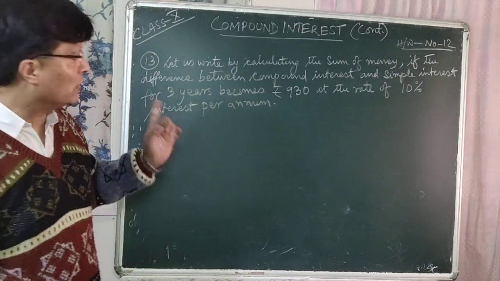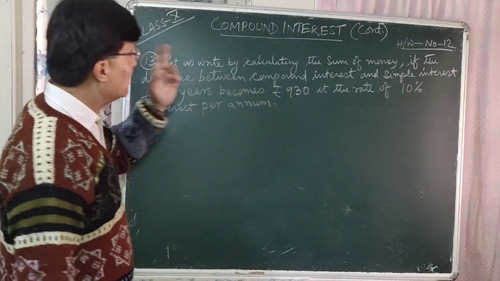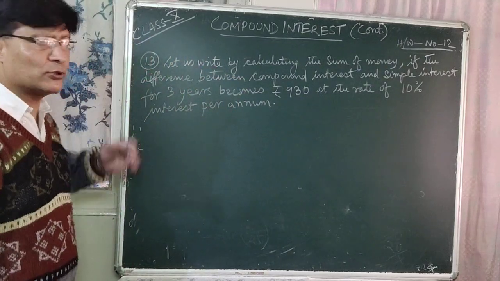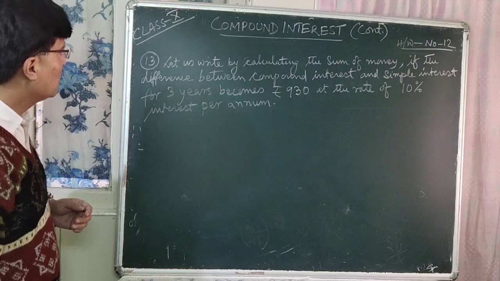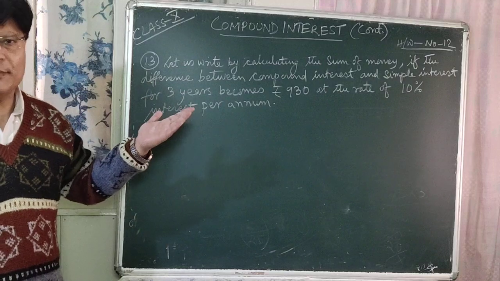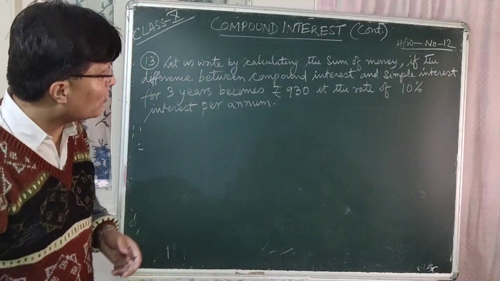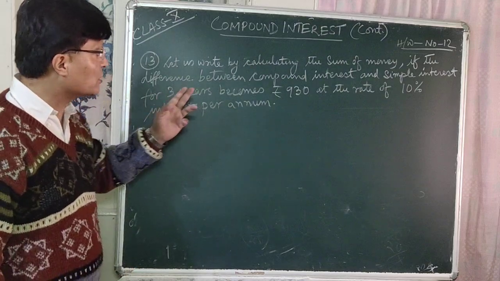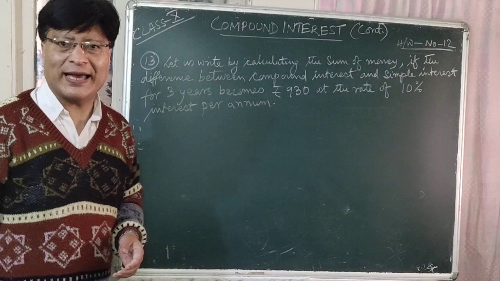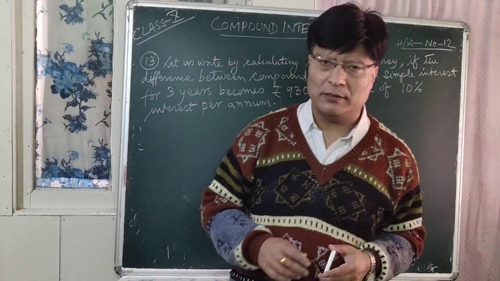So in this case question number 12 is homework. Now I'll do question number 13, and 12 and 13 are of a similar type. So let's do question number 13. Let us calculate the sum of money. You have to find out the sum of money, which means the principal. If the difference between the compound interest and the simple interest for 3 years becomes rupees 930 at the rate of 10% interest per annum, calculate the sum of money, that is the principal.